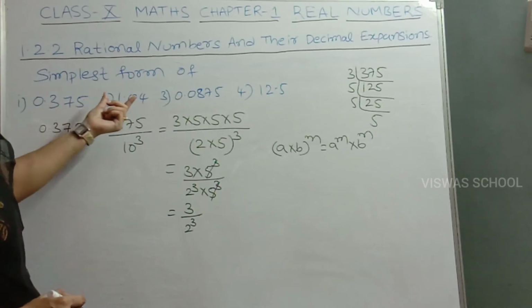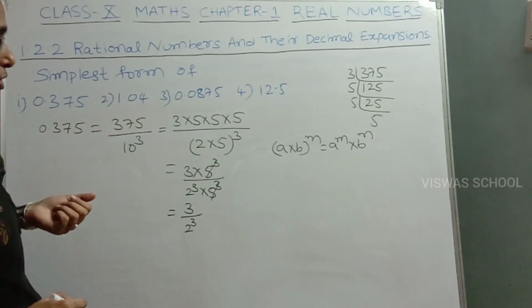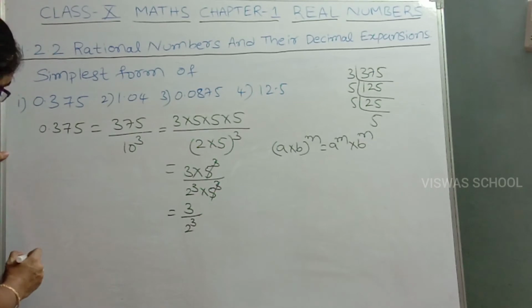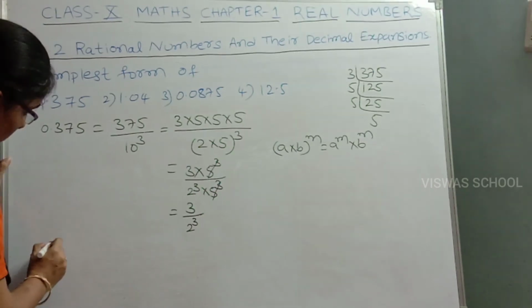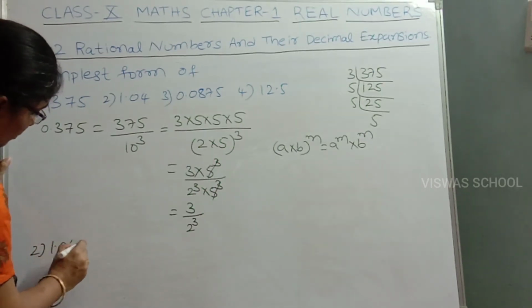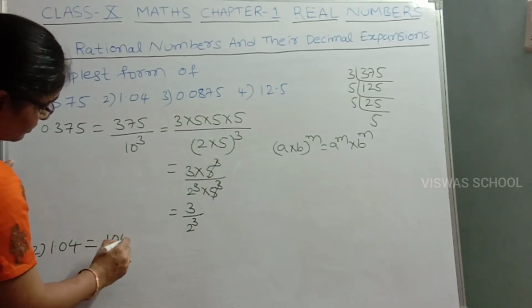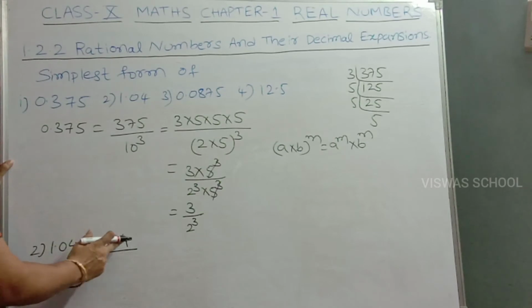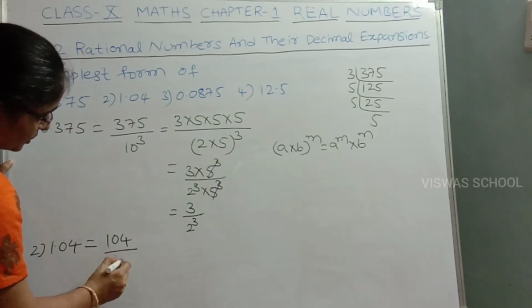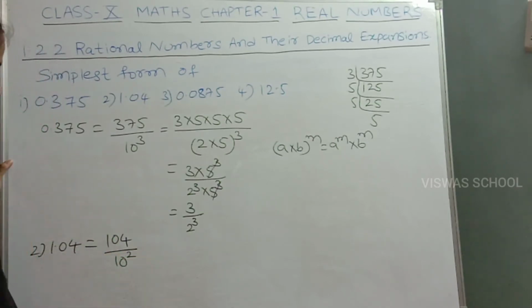This is the simplest form of 0.375. And the second one is 1.04. Let us see that also. 1.04 equals what? After the decimal we have 2 digits, so that is 104 by 10 to the power of 2.